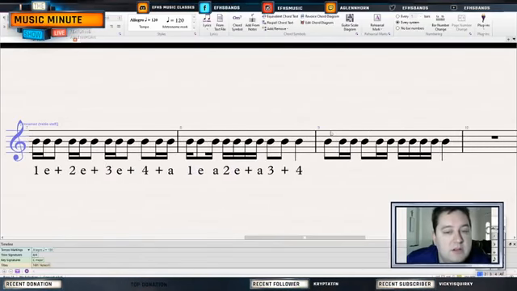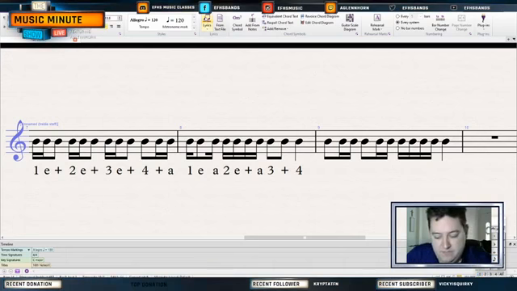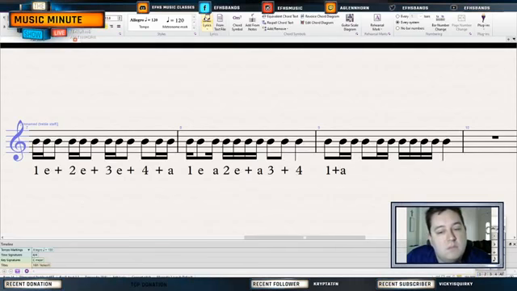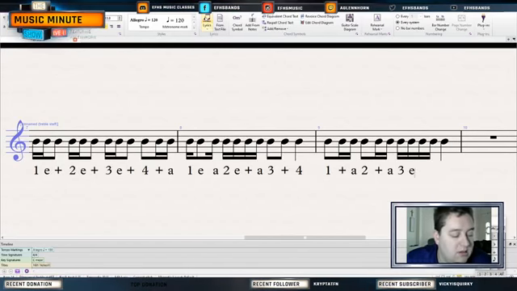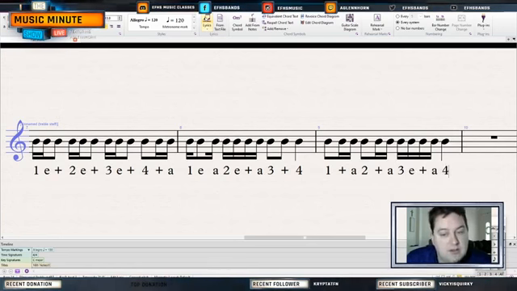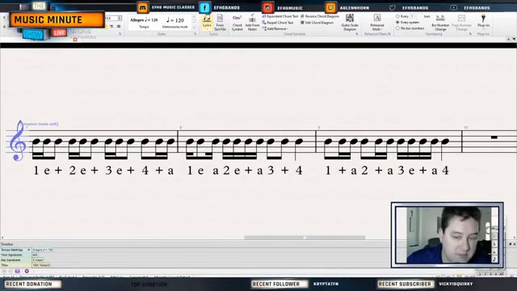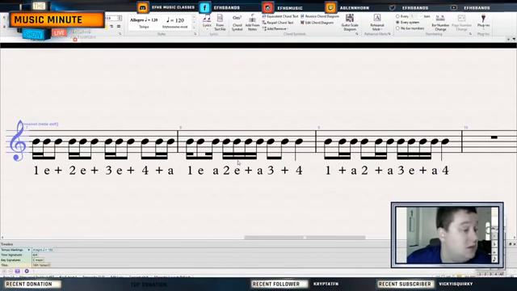Then we get to our last little measure here. 1 and, 2 and 3E and 4. 1 and a 2 and a 3E and a 4. This is a common warm up rhythm right here. Da da da da da da da da da da. So that's kind of what that looks like.